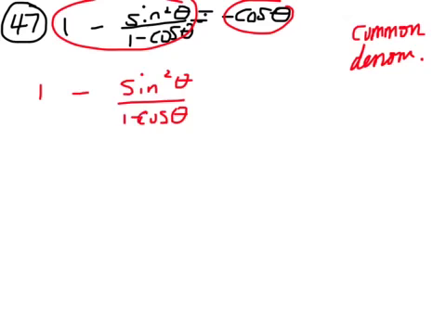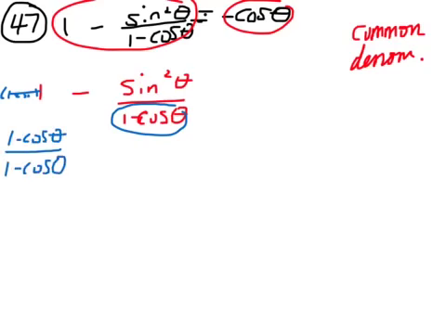Let me get a common denominator. The denominator over here is 1 minus cosine theta, so I can multiply this 1 by, remember, if I'm multiplying to get a common denominator, I've got to multiply the top and the bottom, so that will be times 1 minus cosine theta. You can't read that, so let me do it on the next line. 1 minus cosine theta.